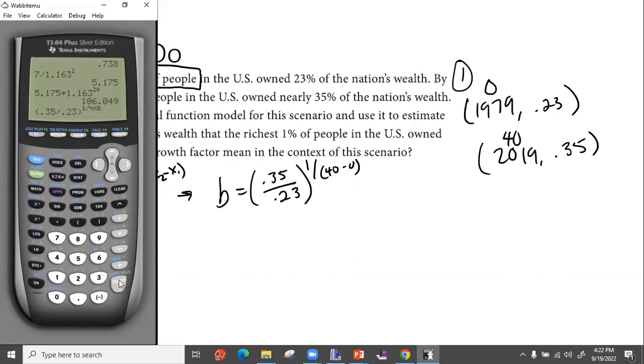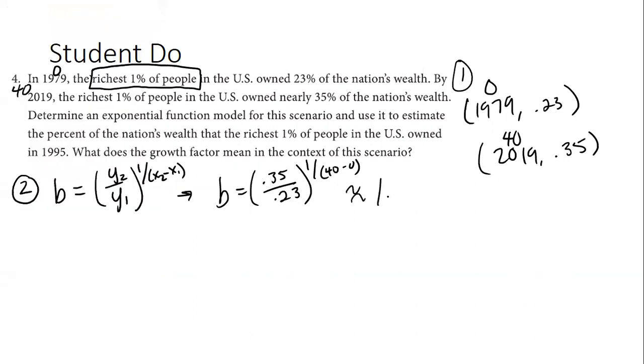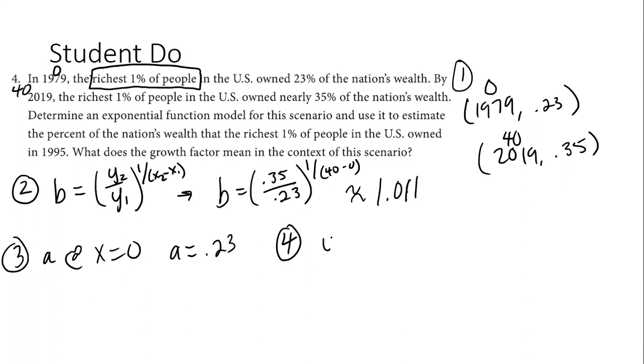Hit enter. And we get that our B value is approximately 1 and 11 thousandths. Okay. Now we're going to find our A value. This time our A is given to us. This time our A is the value at x equals 0. So in this case, A equals 23 hundredths. So now we can write our equation. So our equation is y equals 23 hundredths times 1 and 11 thousandths to the x.